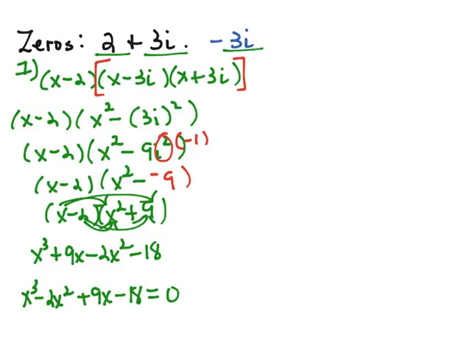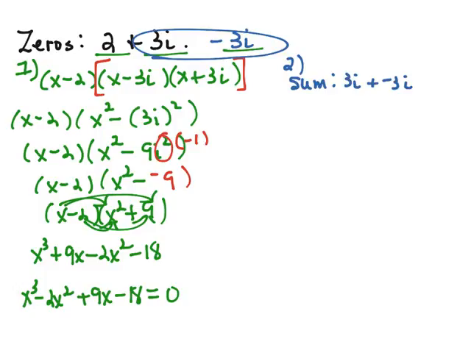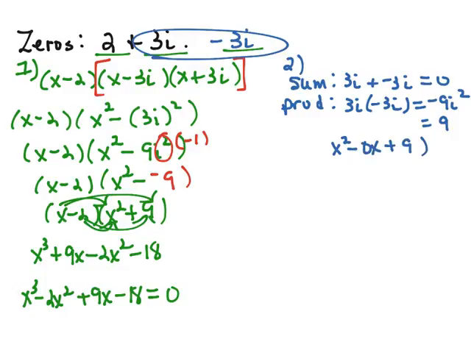Now the second method for how to work this problem is using the sum and product of the roots. And so what I'm going to do is take the 3i and the negative 3i and find their sum. 3i plus negative 3i is equal to 0. And if I multiply those together, 3i times negative 3i is equal to negative 9i squared, which would be equal to 9. So that means that 3i and negative 3i form the equation x squared minus 0x plus 9.